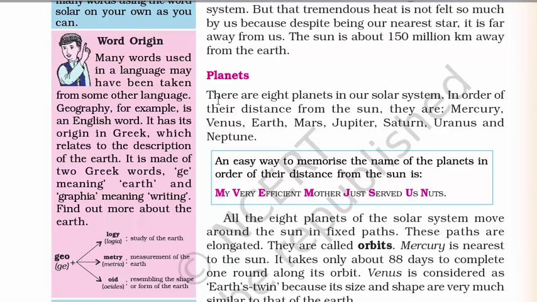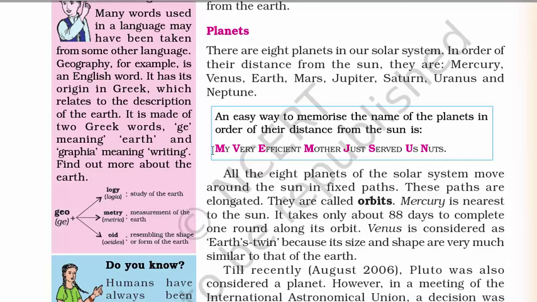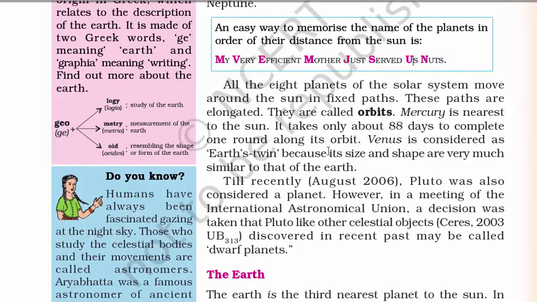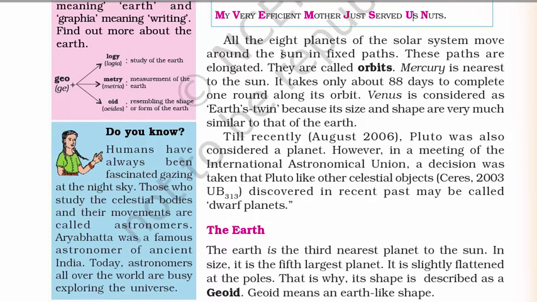Next, coming to planets. There are 8 planets. Yes, there are 8 planets. There used to be 9. Pluto is gone, in case you didn't know that. So how do we remember that? There is a mnemonic: My Very Efficient Mother Just Serves Nuts. I can't believe they put nuts. Anyways. Moving on, all the 8 planets of the solar system move around the sun in fixed paths, okay?